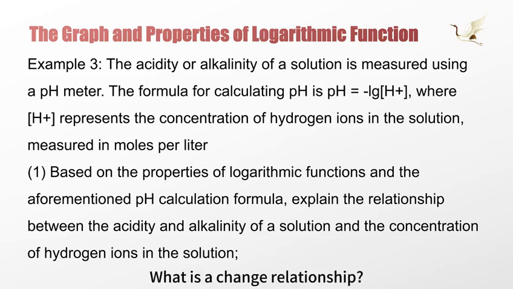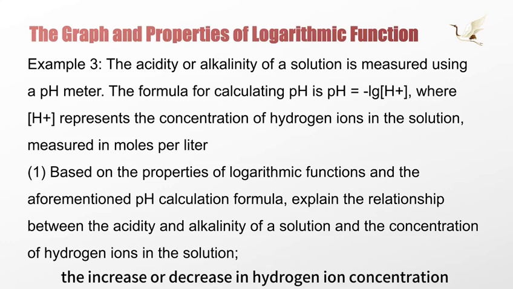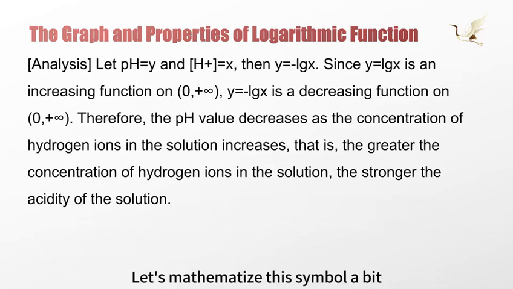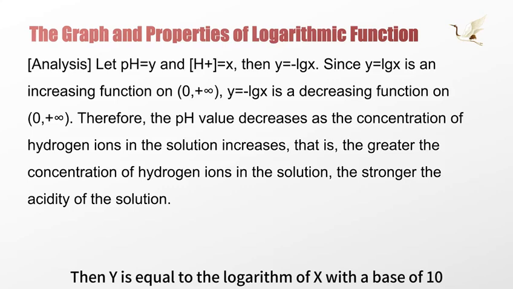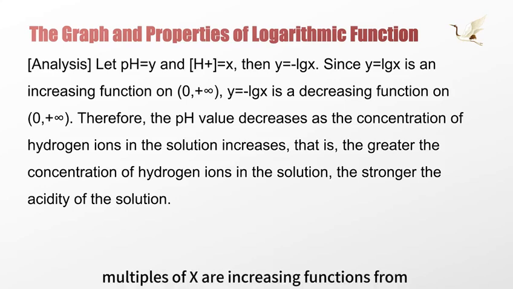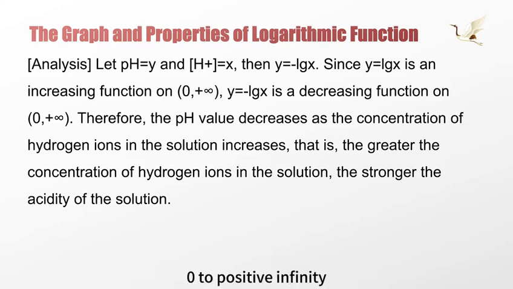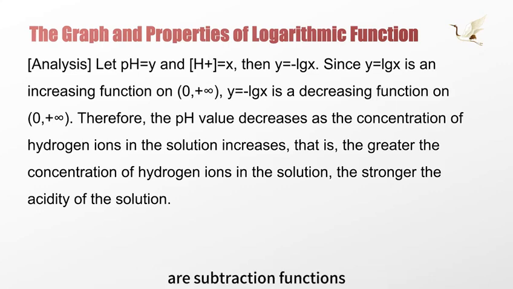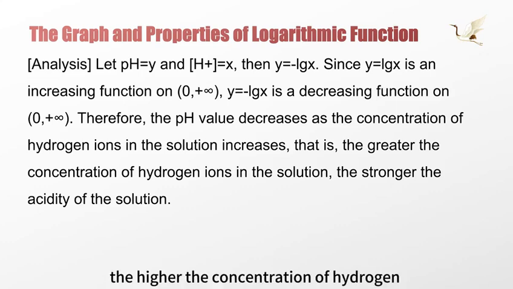What is a change relationship? That is to say, the increase or decrease in hydrogen ion concentration results in changes in pH and acidity. Let's mathematize this symbol a bit. Then y is equal to the opposite of the logarithm of x with a base of 10. Because y equals log base 10 of x is an increasing function on 0 to positive infinity, y equals negative log base 10 of x on 0 to positive infinity is a decreasing function. So the pH value varies: the increase of hydrogen ion concentration in the solution leads to a decrease in pH. That is, the higher the concentration of hydrogen ions in the solution, the stronger the acidity of the solution.